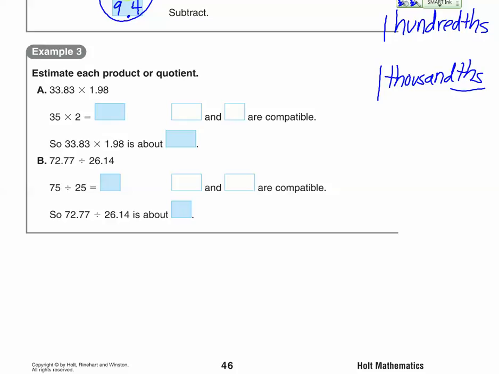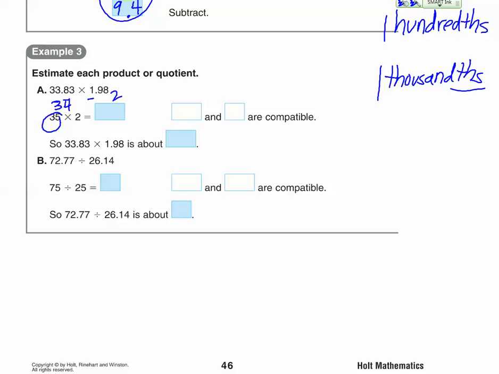So take a look at A. We're multiplying 33 and 83 hundredths by 1 and 98 hundredths. Now if I were to round 33 and 83 hundredths to the nearest whole number, the 8 would tell me to round this up to 34. And 1 and 98 hundredths, the 9 would tell me to round this up to 2. Now some of you may be thinking, 34 times 2, I can solve that mentally, no big deal. However, if there's a number that's closer to that, that's very easy to multiply by, you can change it. So you can see here they actually rounded this to 35 instead of 34.